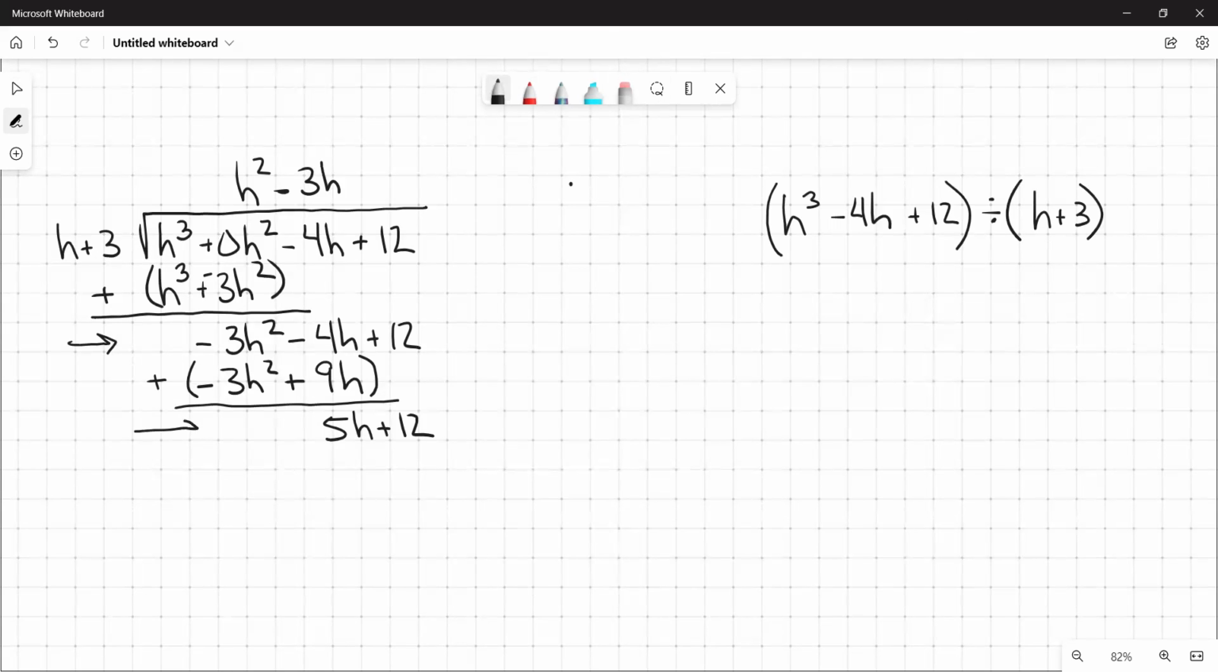We're dividing into this level, h into 5h, positive 5. Multiply back through, we get 5h plus 15. And we are subtracting. 5h minus 5h is 0. 12 minus 15, negative 3. So our negative 3 as a remainder goes over the h plus 3.